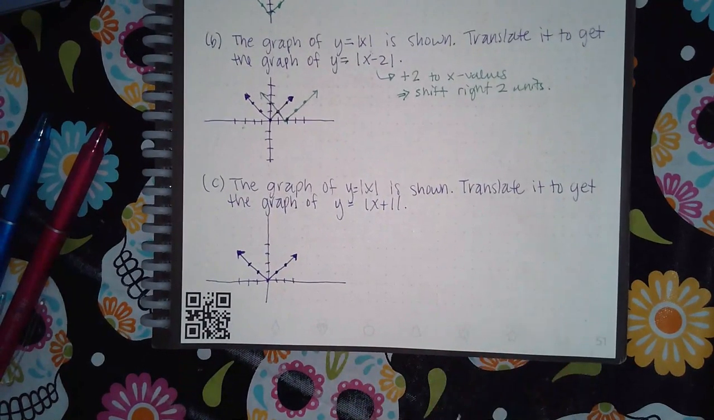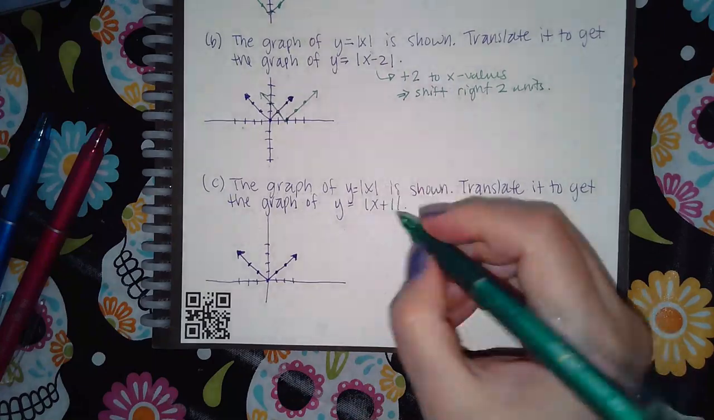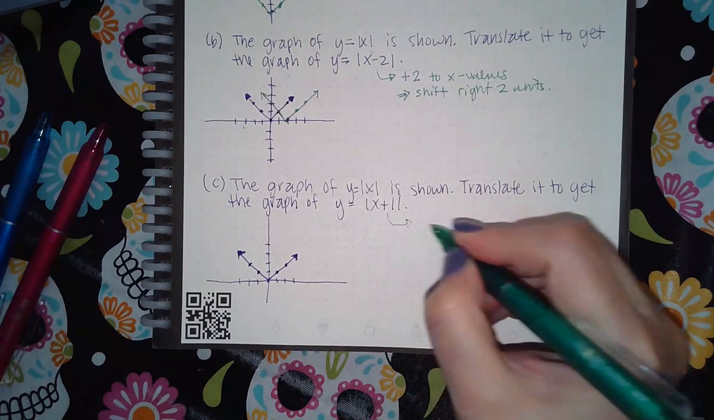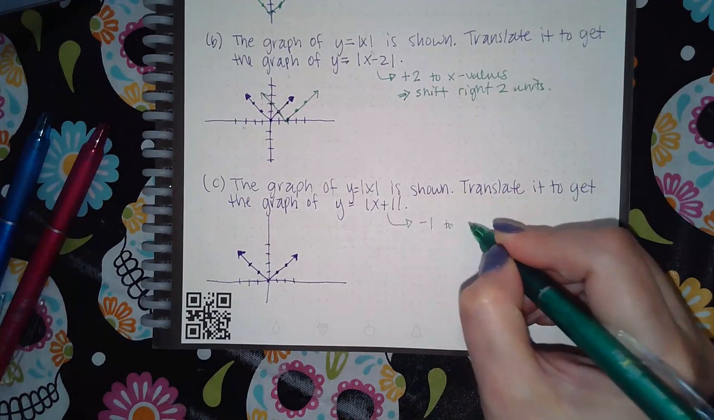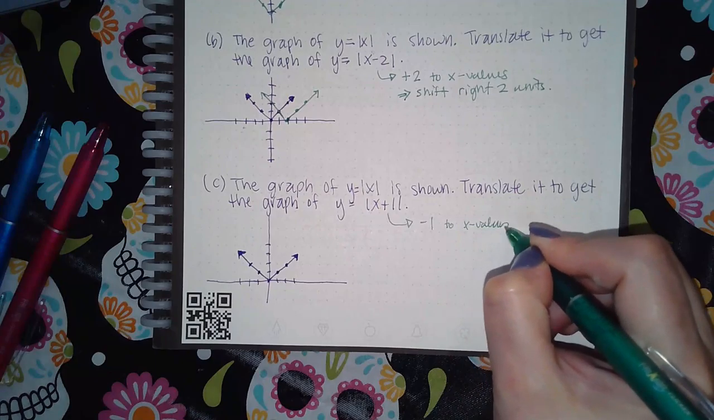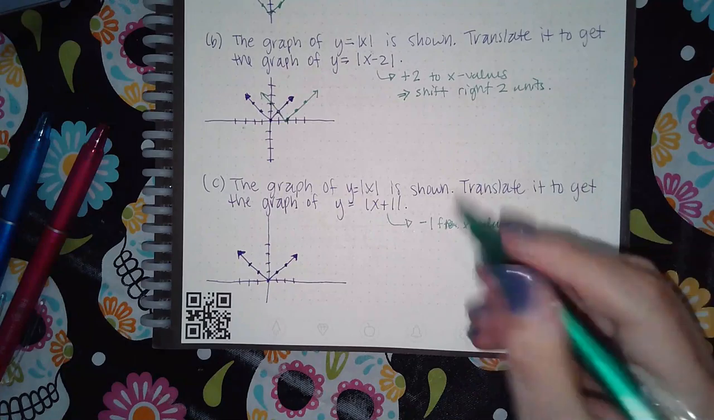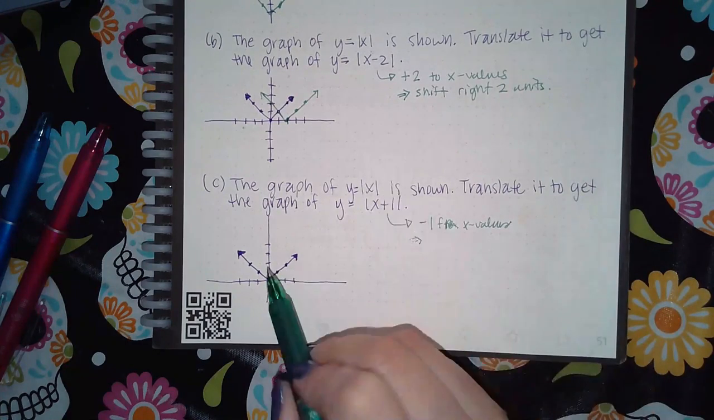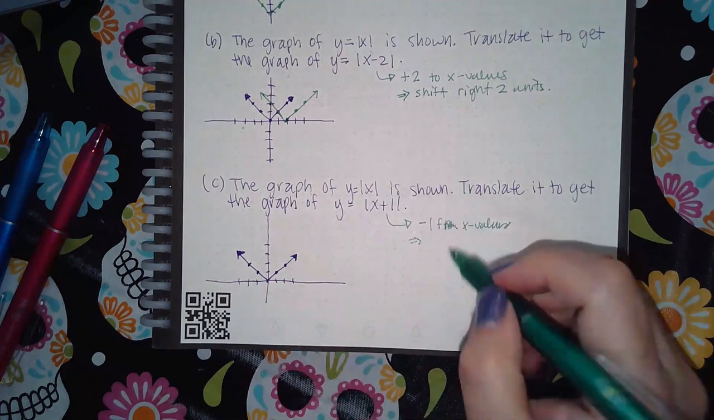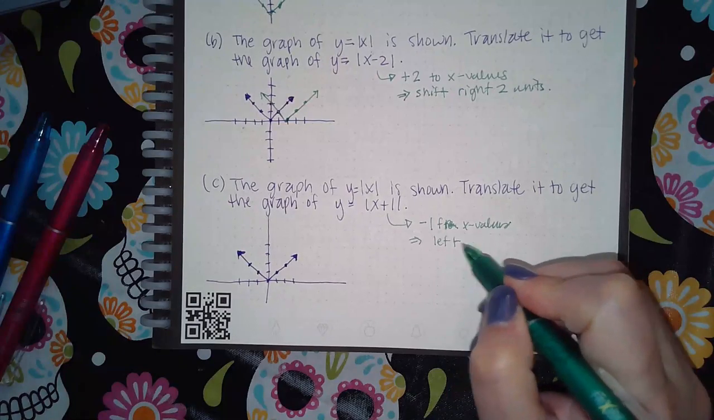Now for part C, it has +1 on the inside. So remember, if it's on the inside, we do the opposite to the x values. Usually when it's minus, I say from x values, and that's the same thing. That means I'm going to subtract 1, which means it's going to go to the left 1 unit.